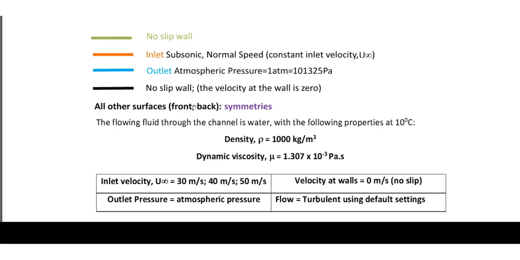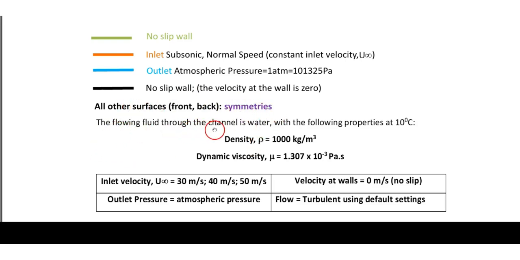Before we start setup, let's review the boundary condition that has been given in the problem. So the green line represents no slip wall. Inlet is subsonic normal speed, and it should be constant inlet velocity, which is denoted as U infinity. Blue is the outlet, it is atmospheric pressure, and the value is also given to you. The black line is no slip wall, and front and back surface would be symmetric.